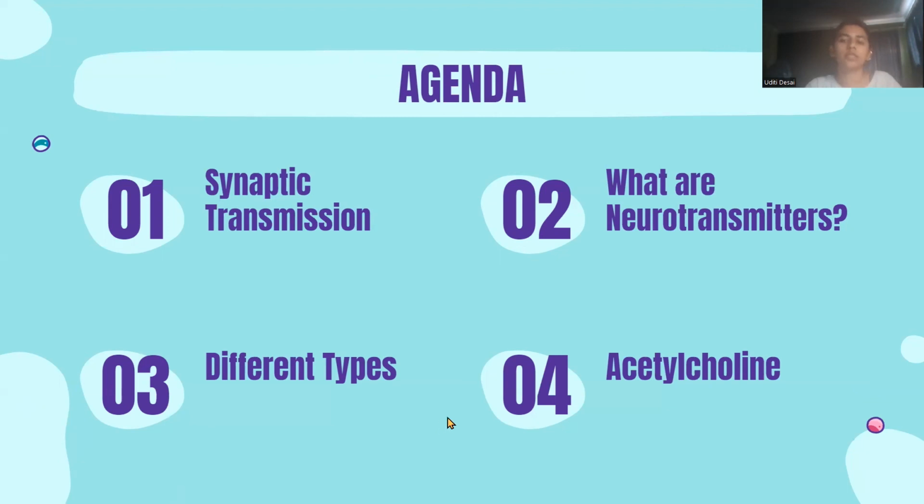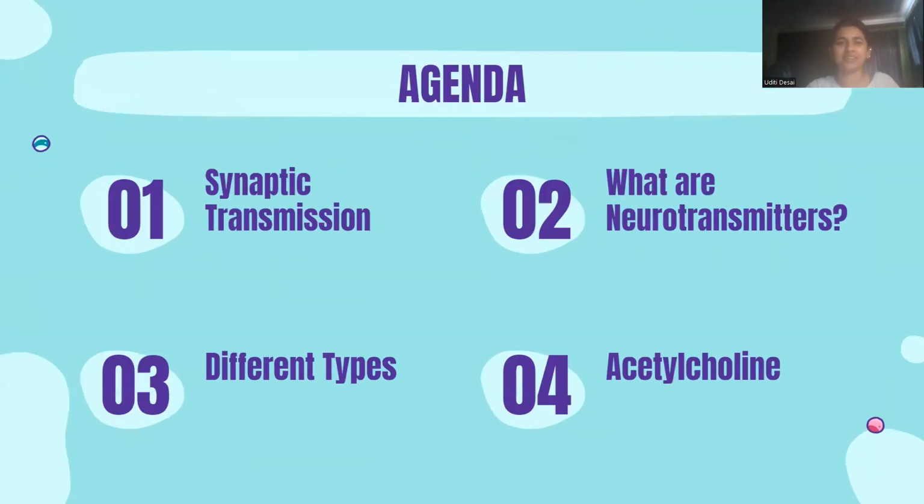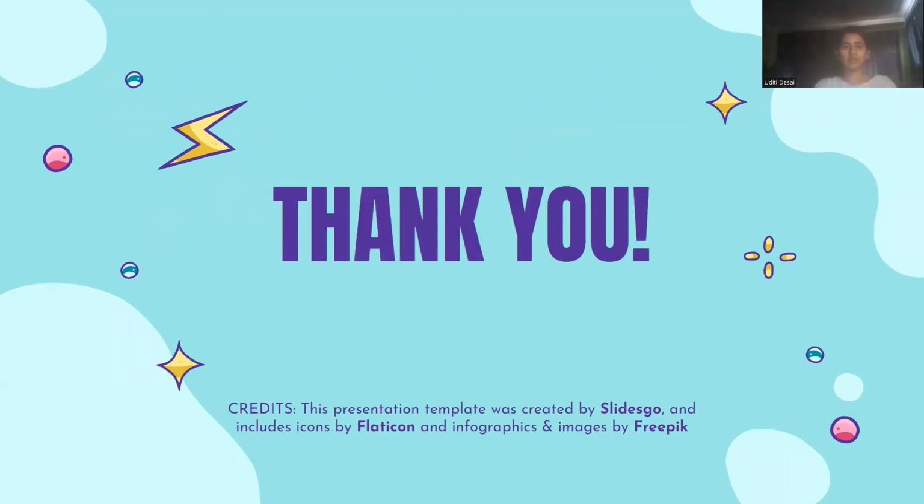And I talked about the history of acetylcholine, how it was all discovered through an experiment with frog hearts by Otto Loewi in, I believe, 1921. Yes, 1921. And this is my video presentation for CBNS 106.